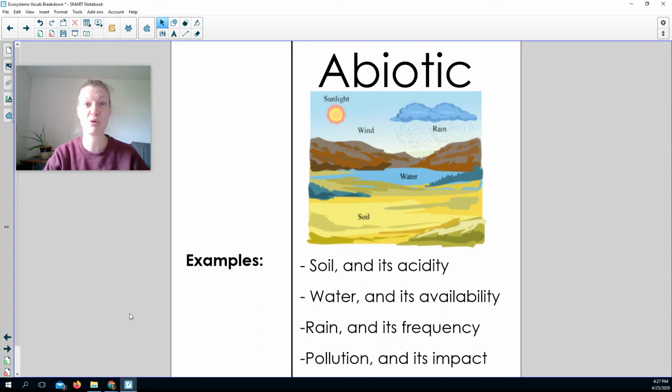The soil that is more basic, which is the opposite of acidic, could have different types of plants that can live in an area. The amount of water and its availability in an ecosystem can have a heavy impact on what types of plants can live there and what types of animals can live there. The amount of rain and its frequency can also have an impact on the living parts of an ecosystem. And the amount of pollution that is created by humans has an impact on what things can live there as well. All of these things are not living, but they have an impact on the things that are living.